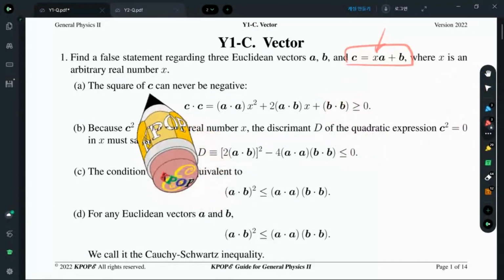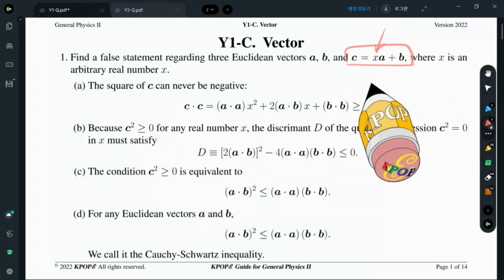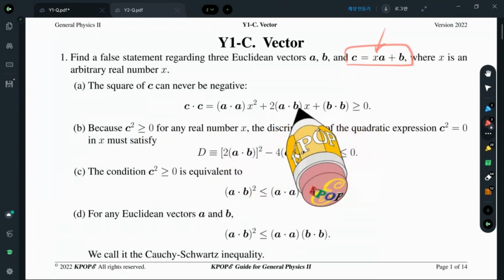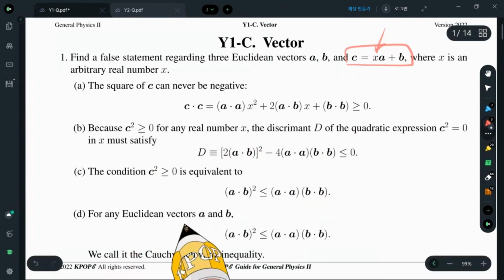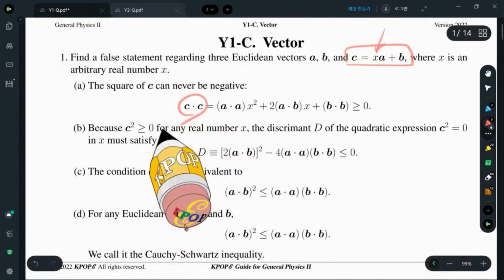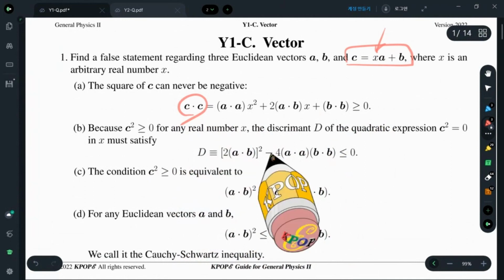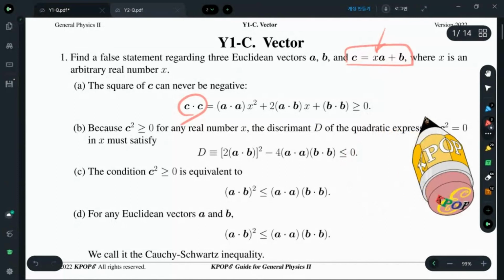The square of the vector is a scalar product with itself. And if we expand this one, then you will find a squared, 2ab, and b squared. They are coefficients of the quadratic form, a polynomial of x. Because the square of a vector is always positive definite, only if it is the zero vector does equality hold.